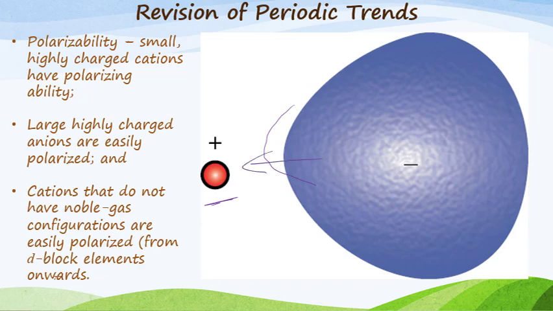Okay, so cations that don't have noble gas configurations are very easily polarized, especially from the D block elements onwards.